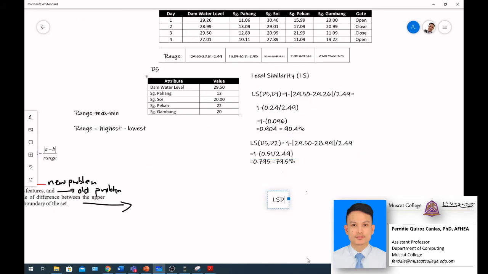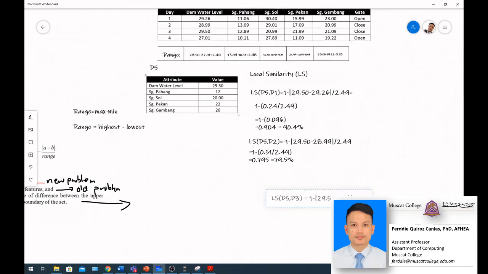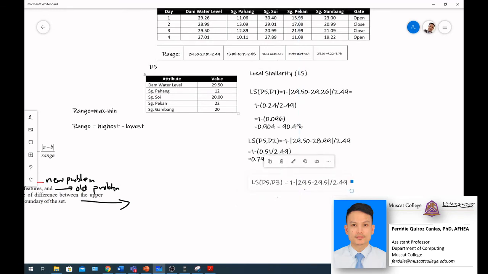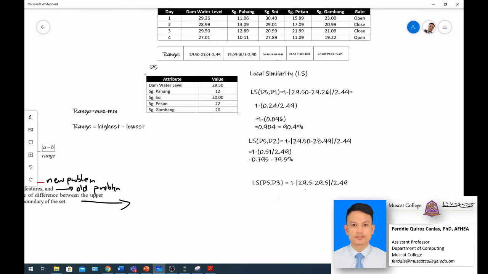How about the LS of D5 and D3? Meaning we're now going to work with D3 here. This one equals 1 minus the absolute value of 29.5 minus day 3, which is this one, 29.5, divided by the range, which is 2.49. Can anybody tell me what's the result for this? Anybody can tell me, please?